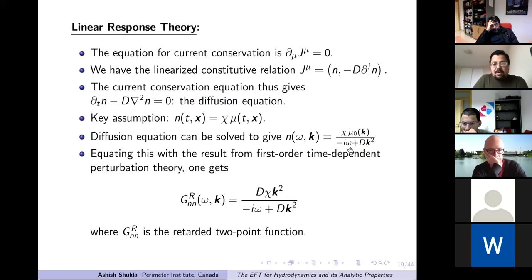It has a pole in the lower half plane. Now, the same thing can be computed in one other way by using quantum mechanical first order time dependent perturbation theory. So that part I have completely.